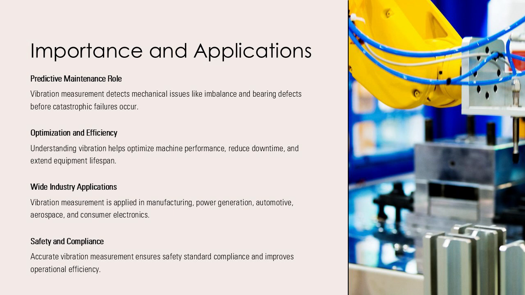By understanding vibration characteristics, engineers can optimize machine performance, reduce downtime, and extend equipment life. Applications span across manufacturing plants, power generation, automotive, aerospace, and even consumer electronics. Accurate vibration measurement ensures compliance with safety standards and enhances operational efficiency. The process involves capturing dynamic motion data and interpreting it to diagnose machine health, making it an indispensable tool for reliability engineers and maintenance teams.